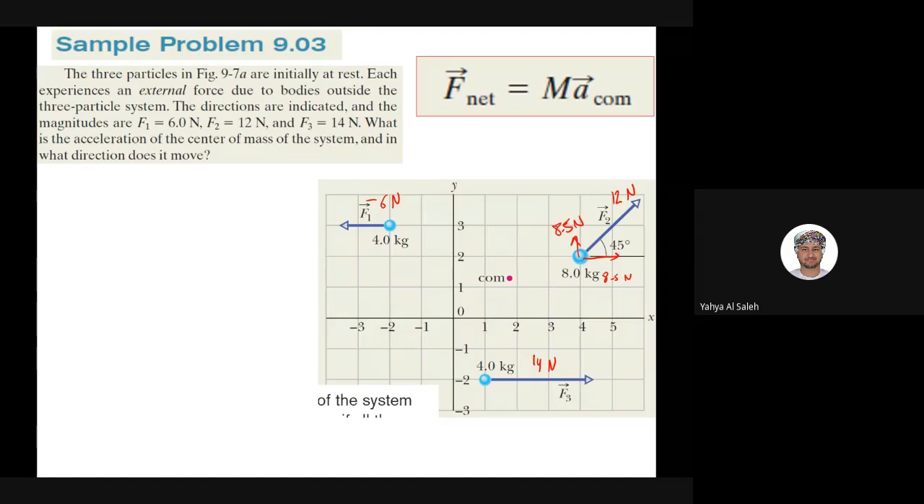Well, we know that F equals ma, F net equals ma. Can you see the screen, by the way, everyone?